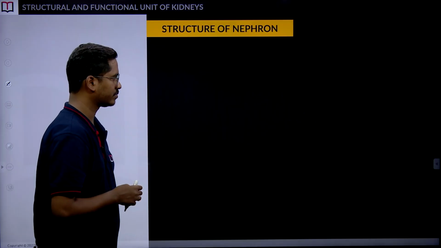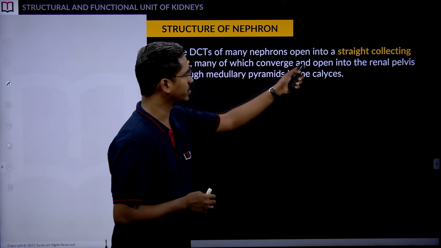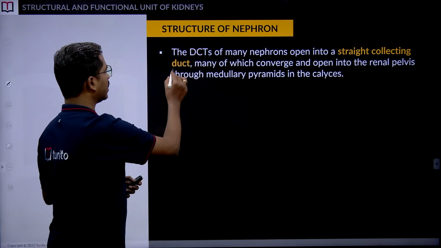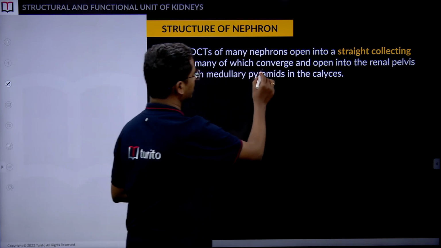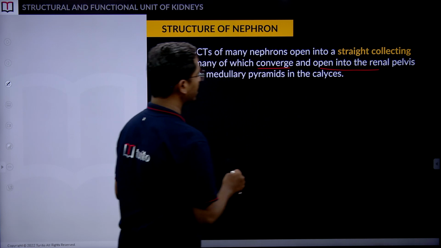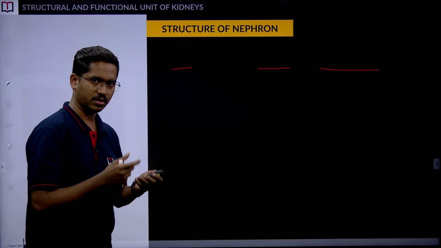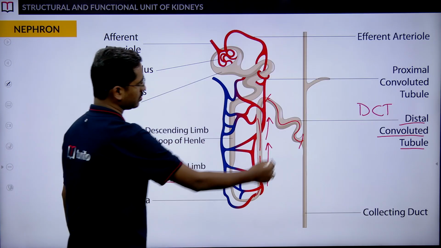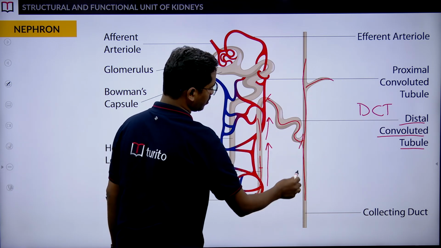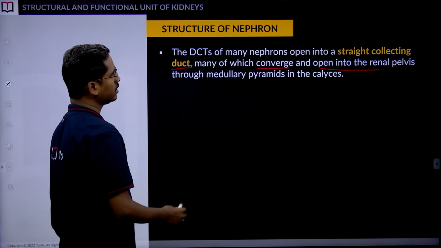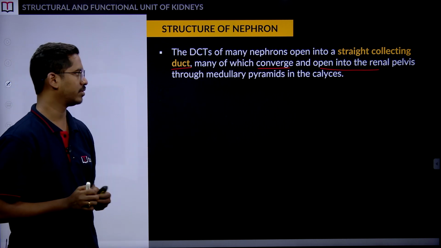Let us move forward. We see the structure of the nephron, that is the DCTs of many nephrons open into a straight collecting duct, many of which converge and open into the renal pelvis, and that is what we have to understand. That collecting duct, that long tube you have seen, continuously opens up like this, opening into the renal pelvis through the medullary pyramids into the calyces.